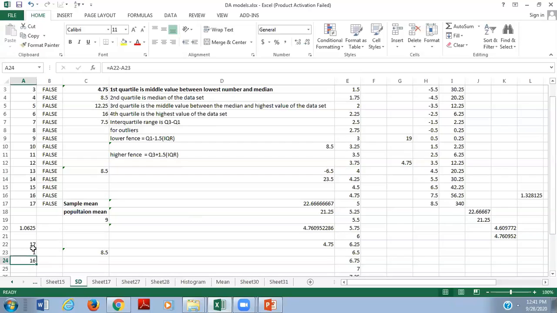So it's very simple. Why I have taken very simple data for you is so that you can understand that through formula whatever answers are coming, it is correct. So 17 minus 1 is 16. So what we have done, we have calculated the range.